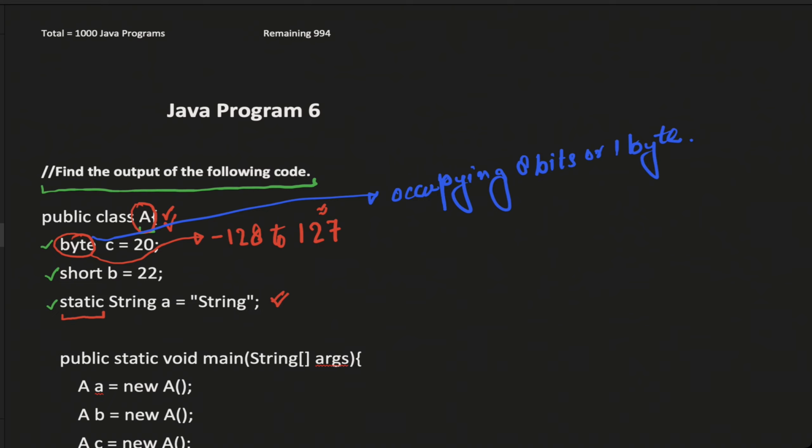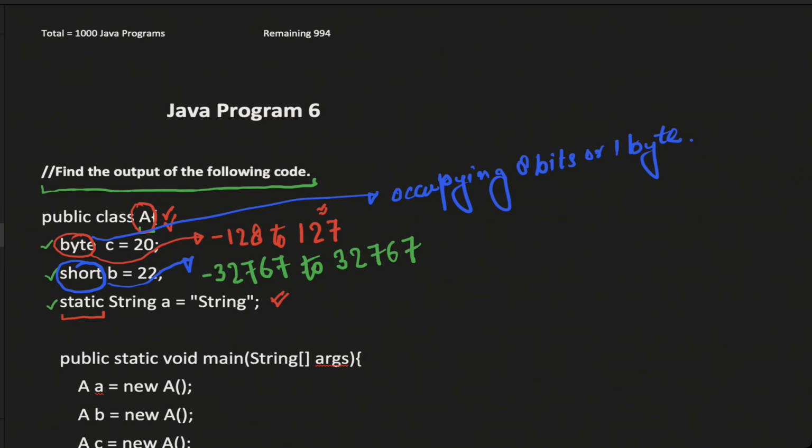And if I come to the short data type, the short data type in Java is a 16-bit signed 2's complement integer. It has a minimum value of minus 32,768 to 32,767. That would be the range for the short data type.